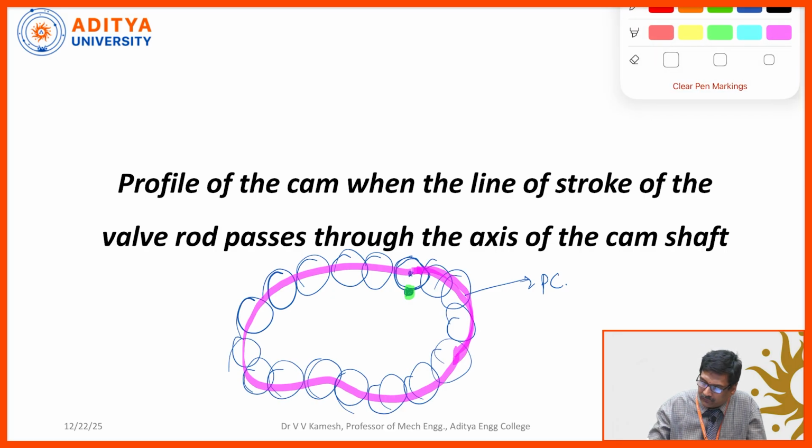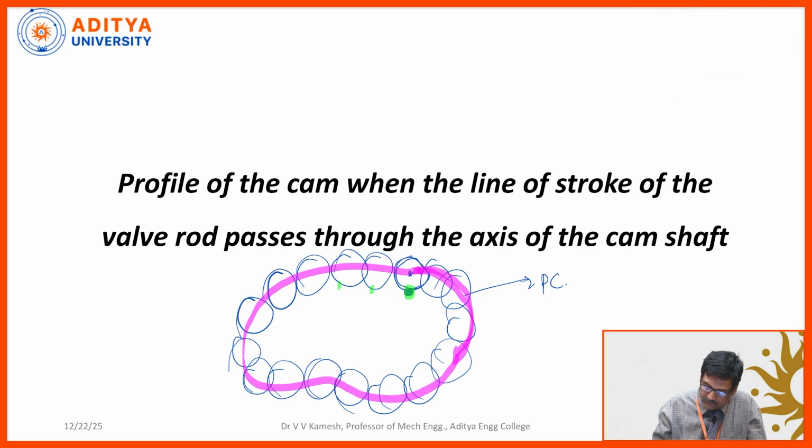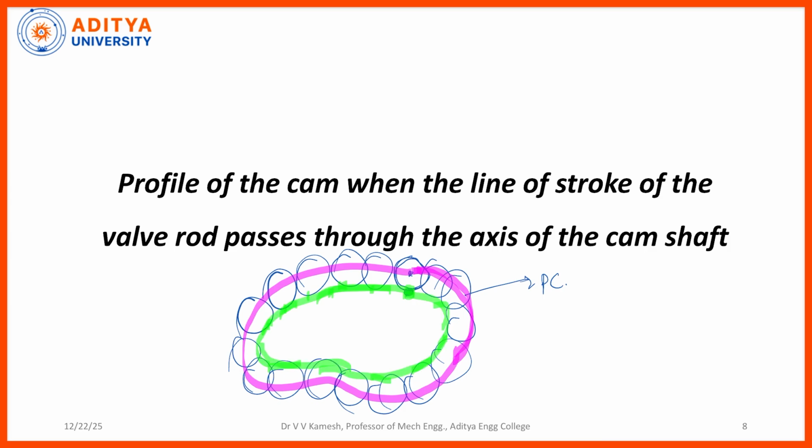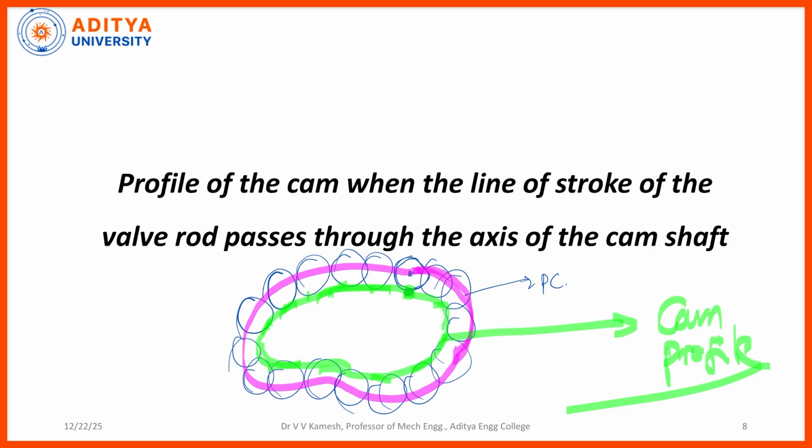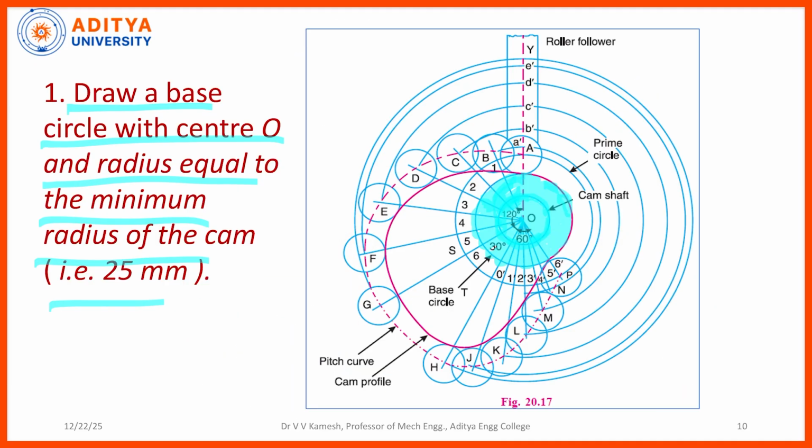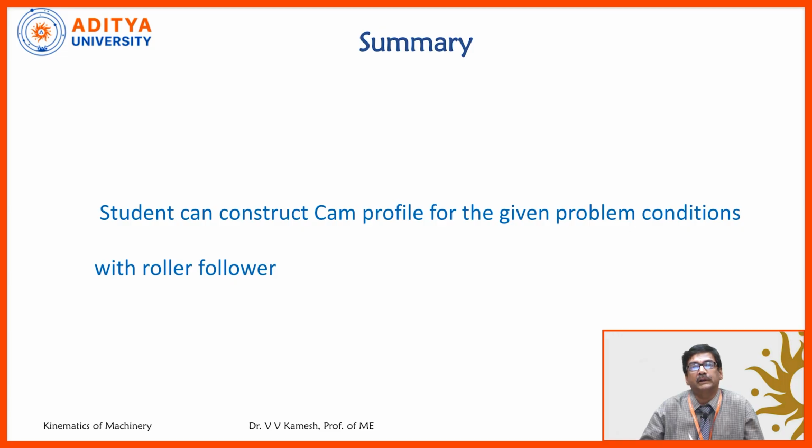Now, you join the points with a smooth curve, all the edge points you cut with the compass or the scale, you join all the points very smoothly. Now, this is the actual cam profile. I think you are very clear. This is a very easy procedure for how to draw the cam profile. By this, the student can construct the cam profile for the given problem conditions with roller follower. Thank you.